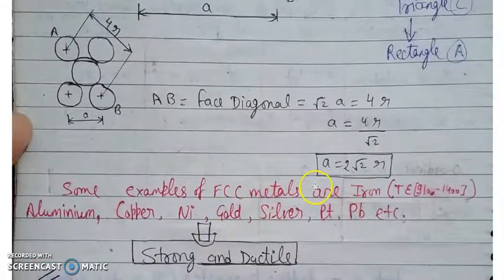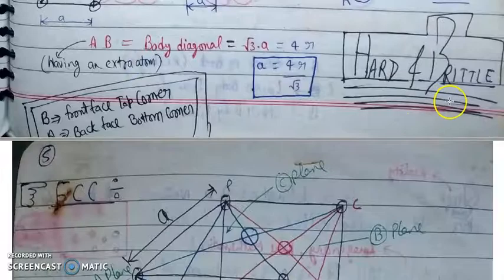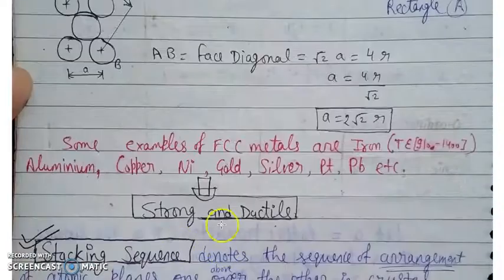The examples of FCC metals are iron, in the temperature range from 910 to 1400 degrees C, which is the range we skipped before in BCC, and other metals are aluminium, copper, nickel, gold, silver, platinum, lead, etc. These are all examples of metals which constitute the FCC, face centered cubic, crystal structure, and it is strong and ductile in nature, while BCC is hard and brittle.